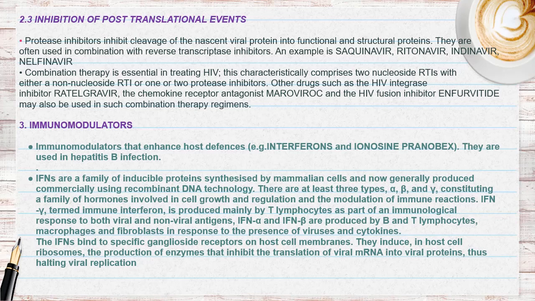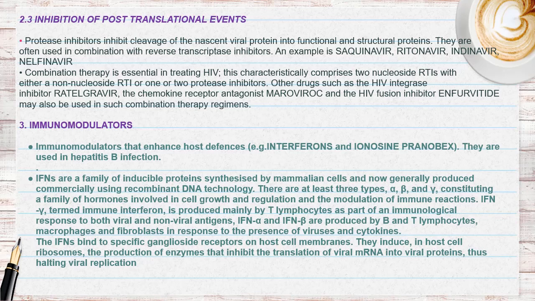This is a very important enzyme which helps in the conversion of freshly formed viral proteins into functional and structural proteins. The drugs which act on this enzyme are collectively called protease inhibitors. Protease inhibitors inhibit the cleavage of nascent viral protein into functional and structural proteins. So which drugs are they? Examples are saquinavir, ritonavir, indinavir, and nelfinavir.